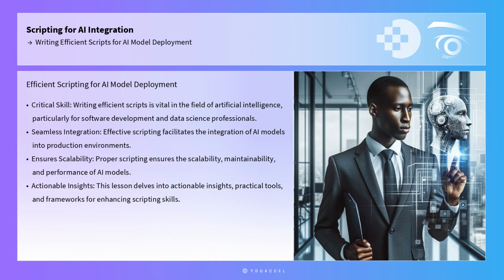Writing efficient scripts for AI model deployment is a critical skill in the field of artificial intelligence, particularly for professionals involved in software development and data science. Effective scripting not only facilitates the seamless integration of AI models into production environments, but also ensures their scalability, maintainability, and performance. This lesson will delve into actionable insights, practical tools, and frameworks that professionals can apply directly to enhance their scripting skills for AI model deployment.